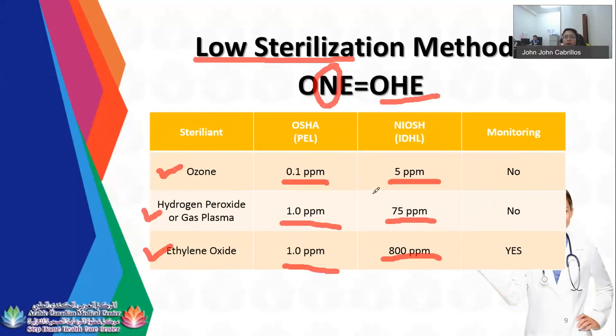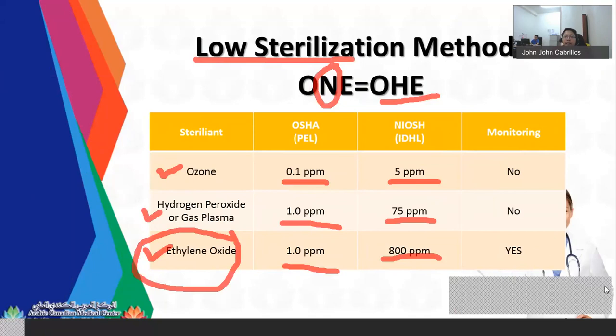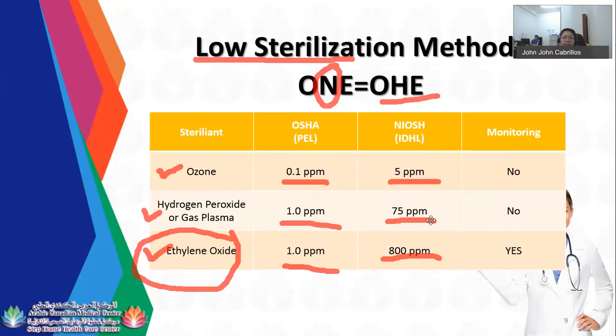For low temperature sterilization, there is only one sterilization method that has monitoring. This is your ethylene oxide. The same with radiation, like your X-ray machine in a healthcare facility, where they wear a dosimeter badge, your ethylene oxide staff also wear an ethylene oxide dosimeter badge. For ozone, there's no monitoring. Hydrogen peroxide, no monitoring. Ethylene oxide, yes, there is monitoring.